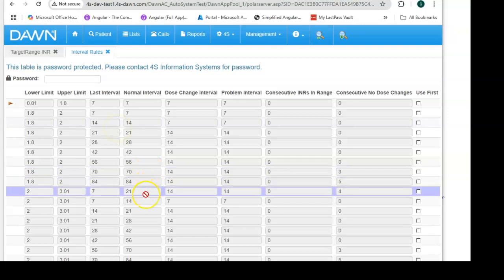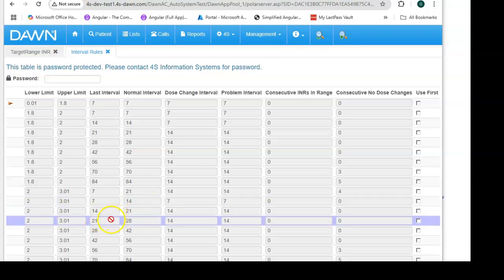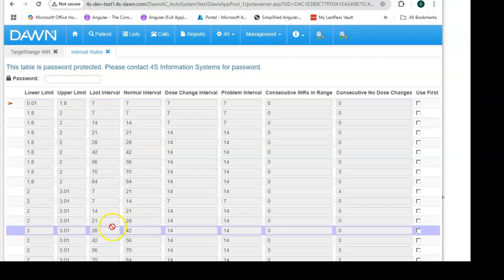That contrasts with these results, which are for the in-range band. So where they're in range, Dawn looks at what they had last time and increments it. So if they were on 7 last time, they go to 14, 14 to 21, 21 to 28, 28 to 42. For a lot of you, 42 might be the maximum setting that you have for everybody's treatment plan. So it won't actually go beyond that. If the patient's maximum interval is 42, that's the most Dawn will suggest.